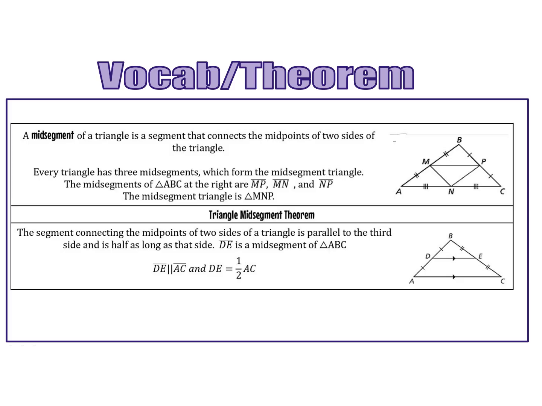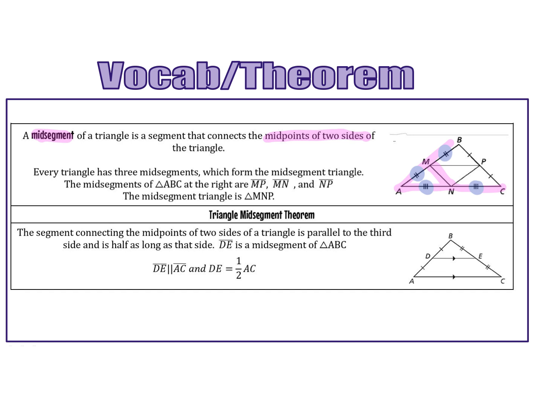So let's start by defining what the mid-segment of a triangle is. A mid-segment of a triangle is a segment that connects the midpoint of two sides. So here, MN is a segment, and I can tell that it's connecting the midpoint of side AB and the midpoint of side AC. I can tell that because these two sides are congruent, meaning that M is the midpoint of AB, and these two sides are congruent, meaning that N is the midpoint of AC.